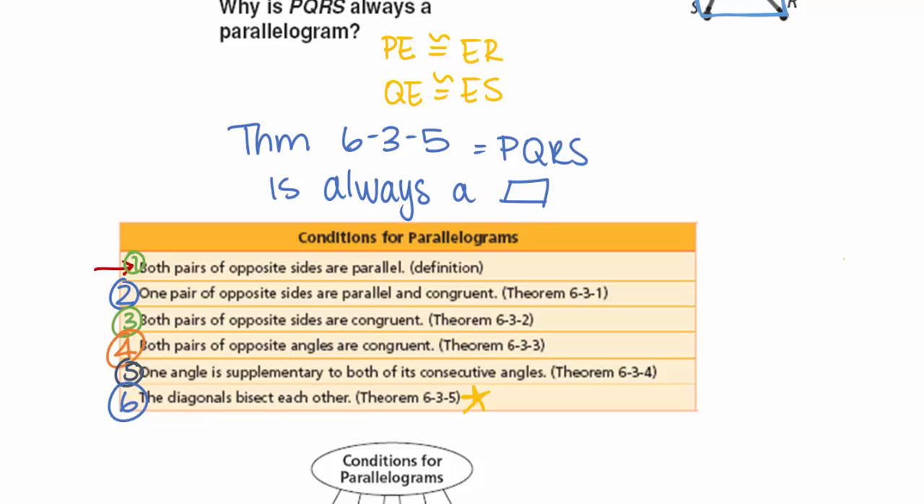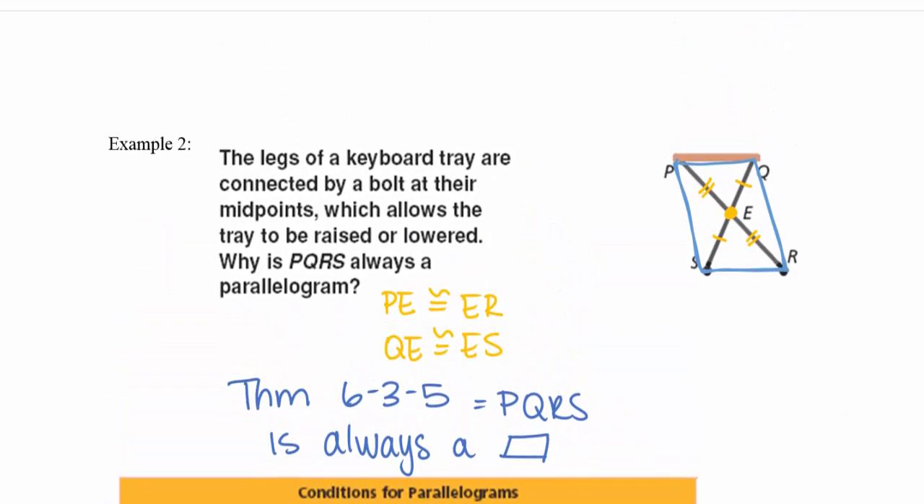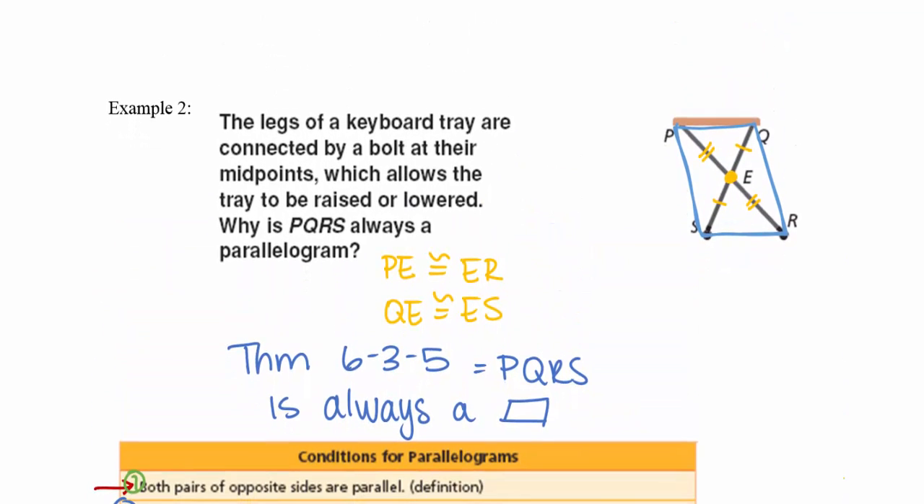And it's because the diagonals bisect each other. They cut each other in half. So it doesn't matter if it's up high or down low, it's still going to end up being a parallelogram.